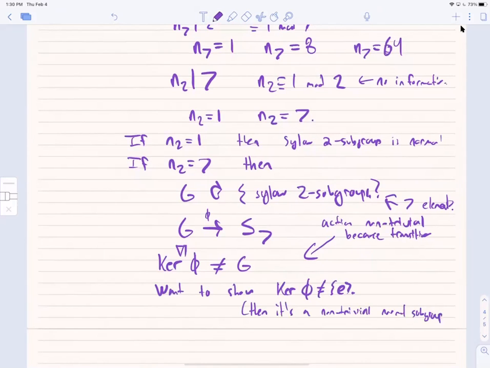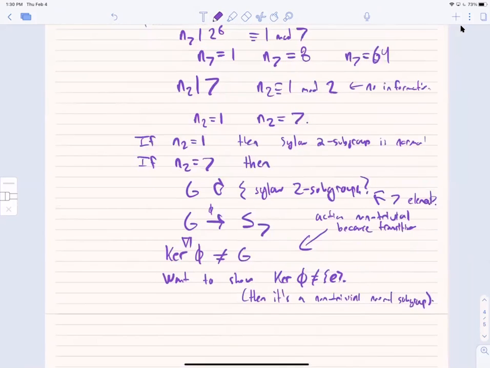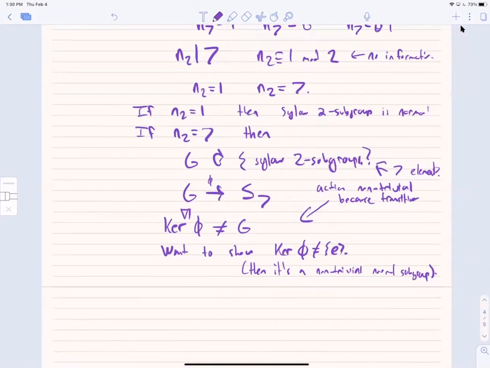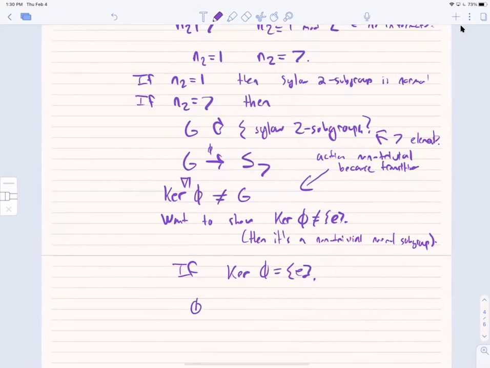That's our game. We're trying to show that there's some non-trivial normal subgroup. Well, then I can look at the following. If the kernel of phi is equal to E, then phi is an injection from G to S7. And that means I can think of G as being a subgroup of this permutation group.